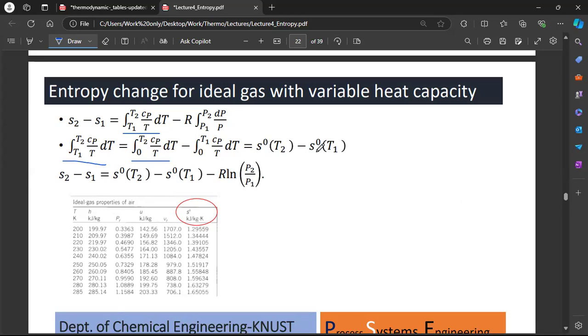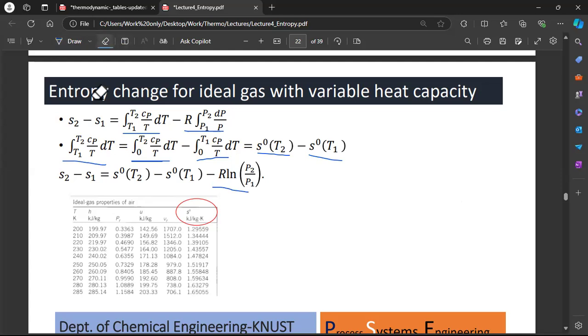So we have these entropy values over here. And we read these ones, realize that we are dealing with air. So we can read these ones from the air table, right? So the expression for Cp over T, the integral from 0 to T2, we can represent it with this. And we can read this from the air table. Then the same thing for 0 to T1. We can represent it with this. We can also read that from the table. So that part of the expression just becomes the S at T2 minus the S at T1. Then we will just do a normal integration for this part to get the minus R ln P2 over P1.